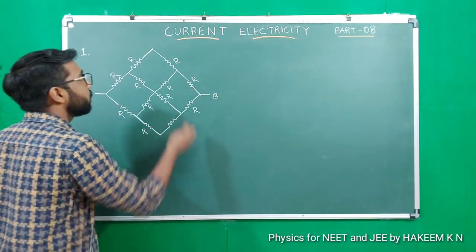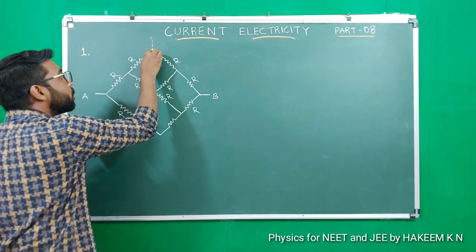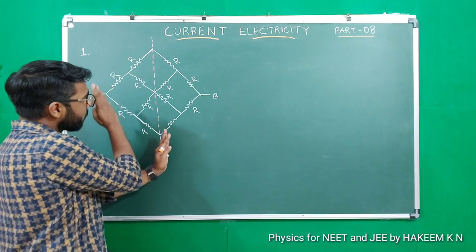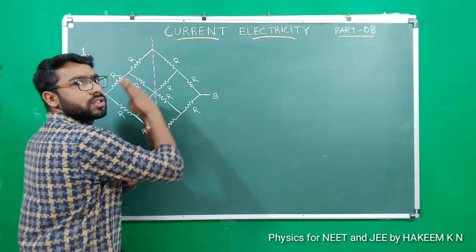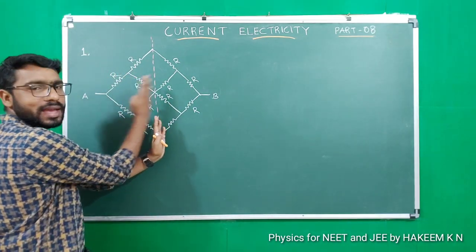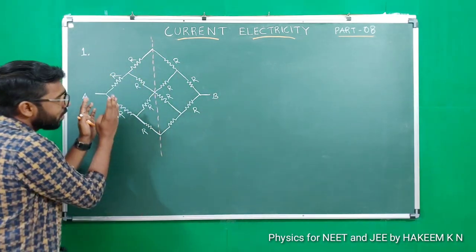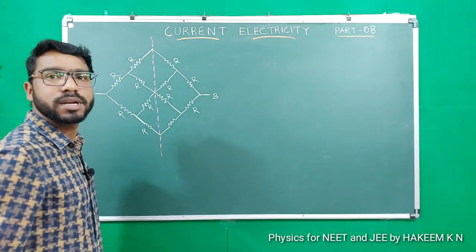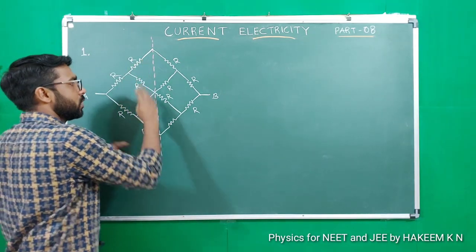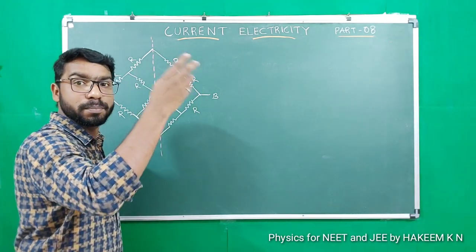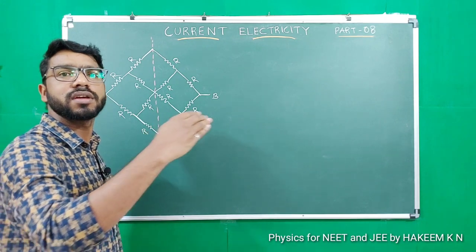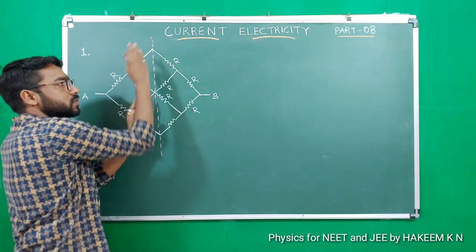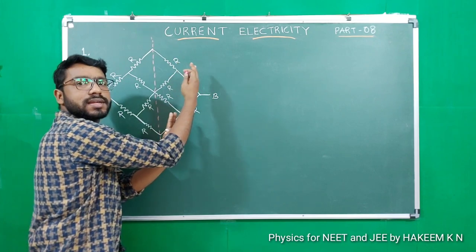So perpendicular to AB, we have to draw a perpendicular plane. Then we will get the mirror image of the first part on the next side. This is the left hand side and this is the right hand side. The left hand side and right hand side are mirror images, which is why this is called mirror symmetry. This plane acts like a mirror: if this portion is the object, the opposite side is the image.